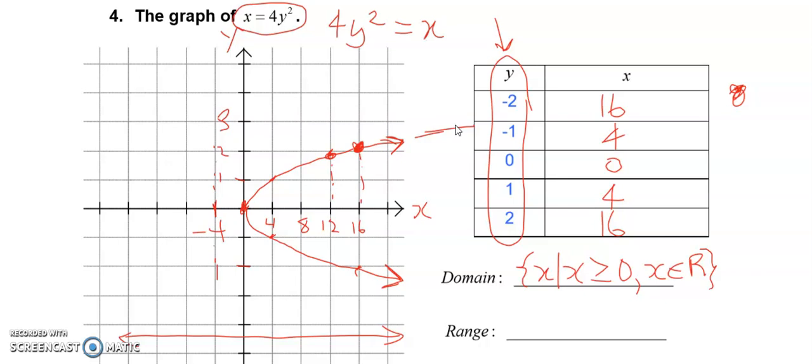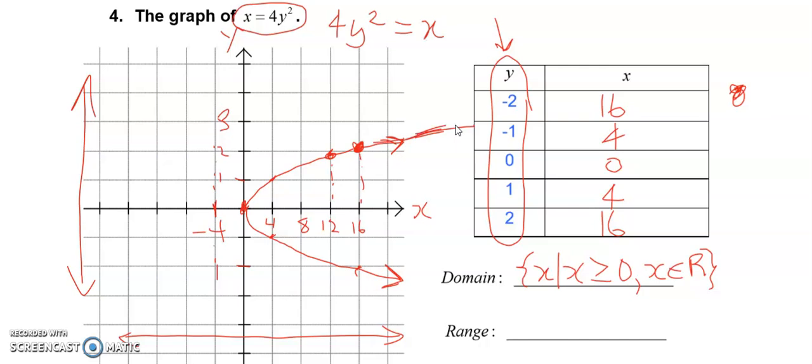Now for the range, that's your y values, because again, remember, we're considering y to be the dependent variable. Ask yourself, how far does the graph go up? And how far does the graph go down? That's one way to think about your range. Well, remember now, this curve, it's a parabola.